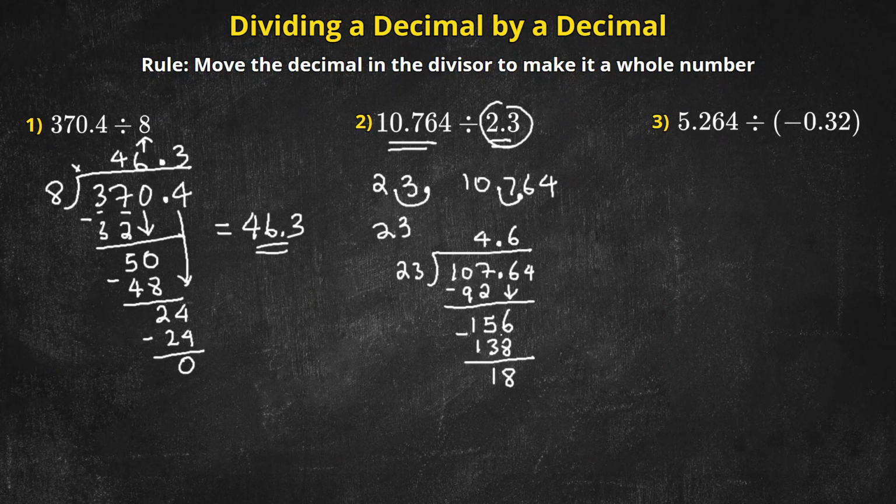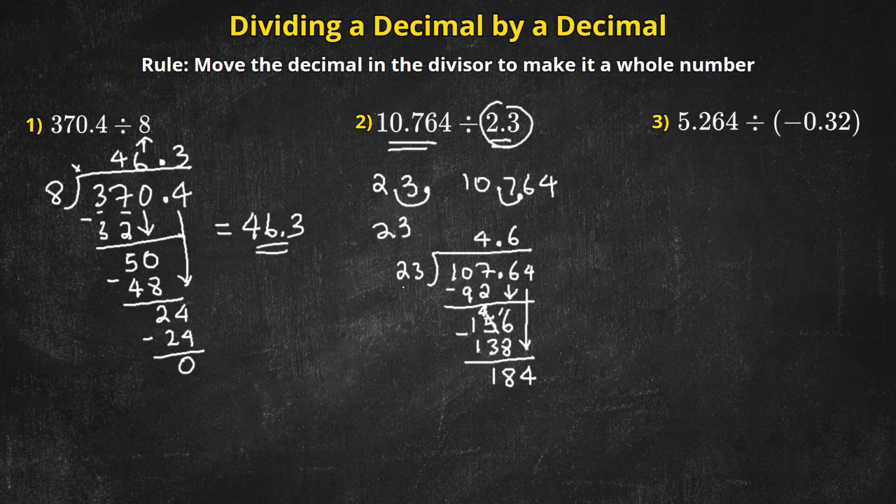Or you can simply do this. Borrow 1 from 5, that's 4. Now 16 minus 8 is 8. 4 minus 3 is 1. And 1 minus 1 is 0. Now bring down the 4. Now you have 184, because 23 couldn't go into 18.